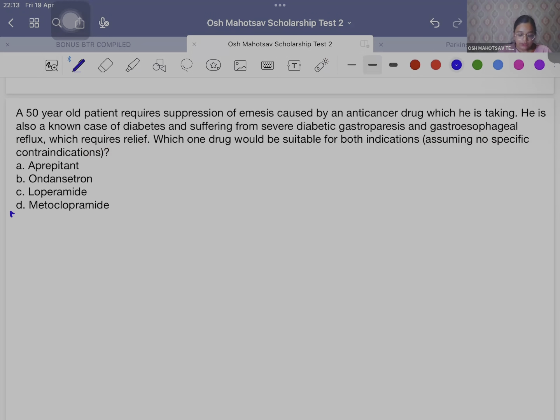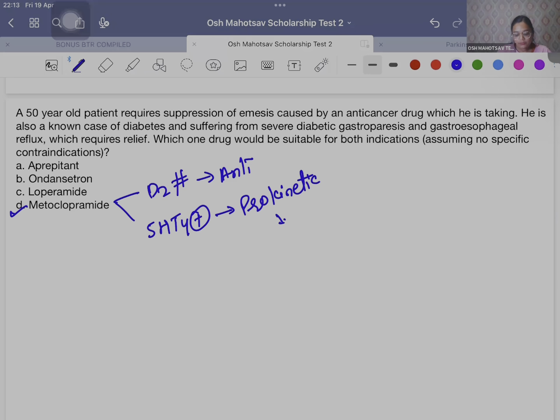Okay, so the answer here is metoclopramide, because metoclopramide is a D2 blocker. So if it is a D2 blocker, it is antiemetic, plus it is a 5-HT4 agonist. Okay. So if it is a serotonin agonist, then it is a prokinetic drug. So it will help in GERD. Okay. So the answer is metoclopramide.